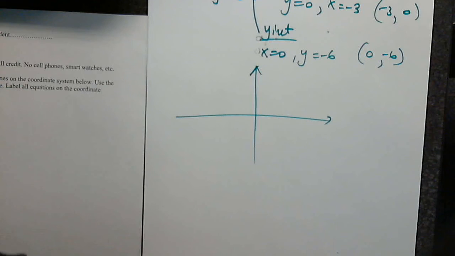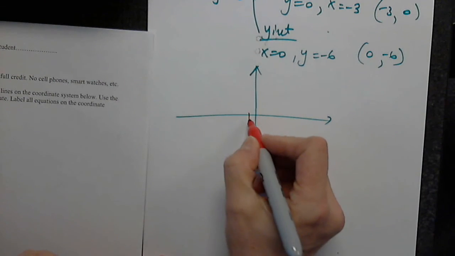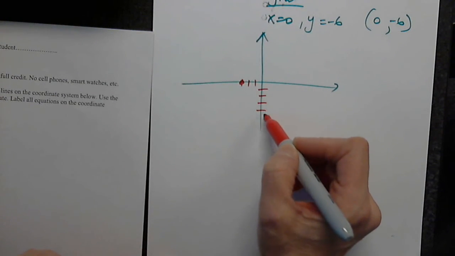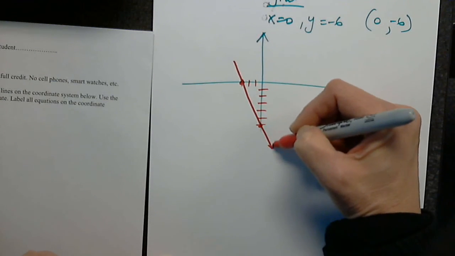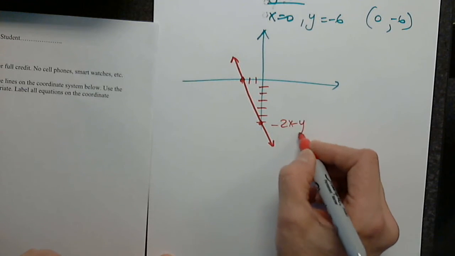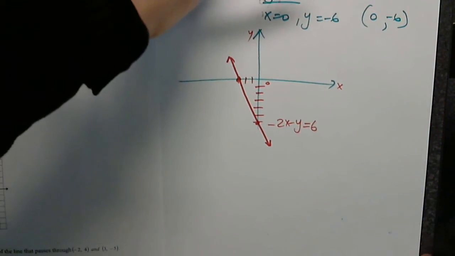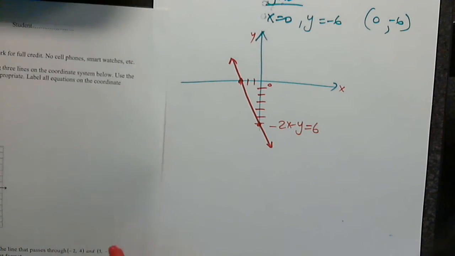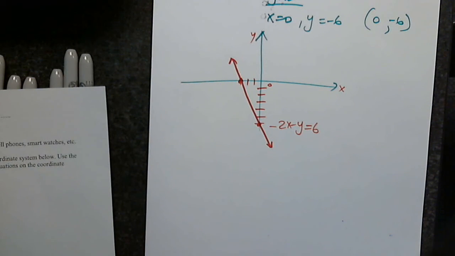I will plot negative 3 comma 0, and 0 comma negative 6. Connect and extend the line. Always write the name somewhere: negative 2x minus y equals 6. And the coordinate system has x, the origin, and y. Very good. Let's graph the second one. Any questions on this?